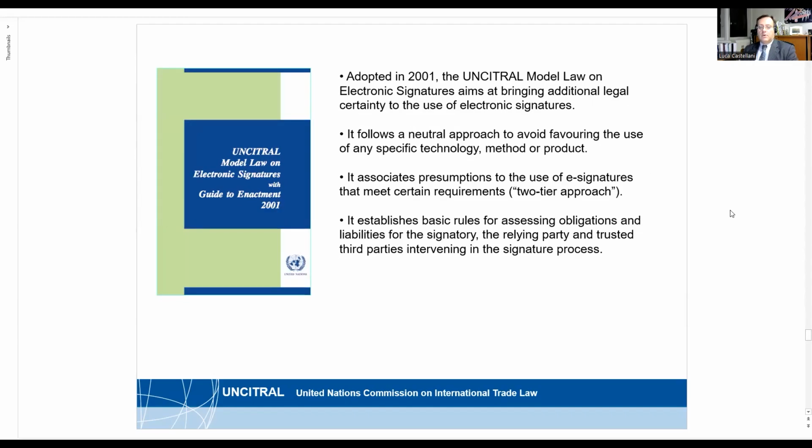We have the model law on electronic signatures. UNCITRAL felt immediately after the end of the work on the model law on electronic commerce to build on the provision on electronic signatures that is in the model law on electronic commerce, and which has a minimalist ex-post approach, and to complement that with the ex-ante approach and the 2-tier approach. So you have it formulated for the first time in this model law. And you have also here the obligations of the relevant parties, such as the signatory, the relying party, and the trusted third parties that intervene in the signature process.